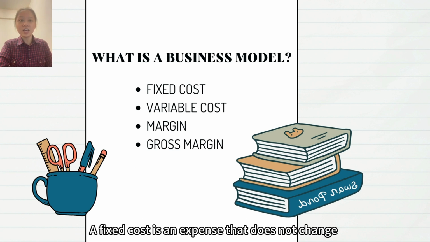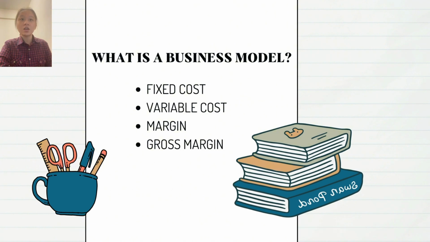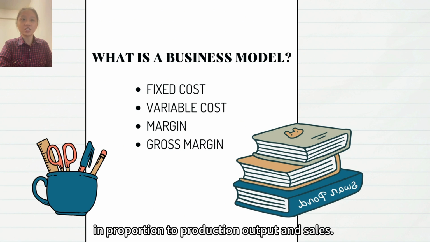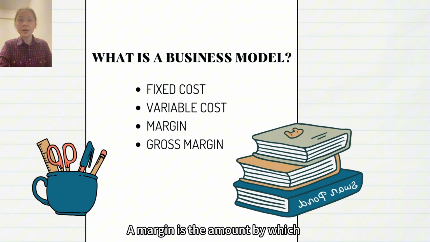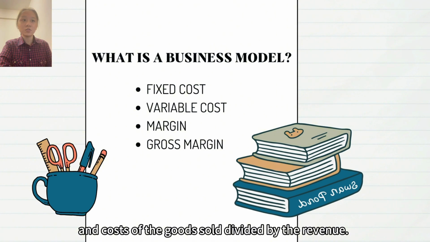A fixed cost is an aspect that does not change when sales and production volume increase or decrease. A variable cost is an aspect that changes in proportion to production output and sales. The margin is the amount by which one thing is different from another. Growth cost is the difference between revenue and cost of the goods sold divided by the revenue.